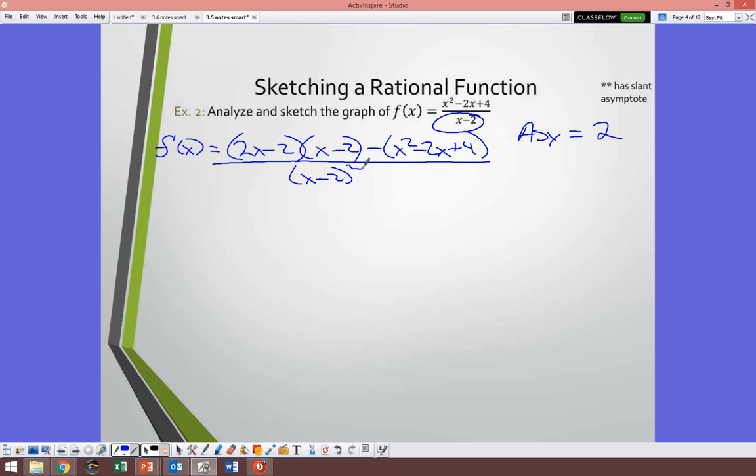All right, can I factor the top? You could try. x plus 2 and x minus 1? Oh no, wait. It's only 2 and 2 or 1 and 4.